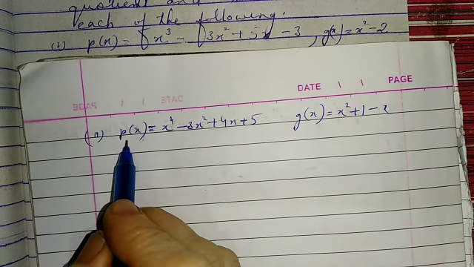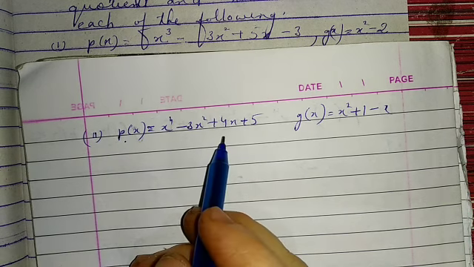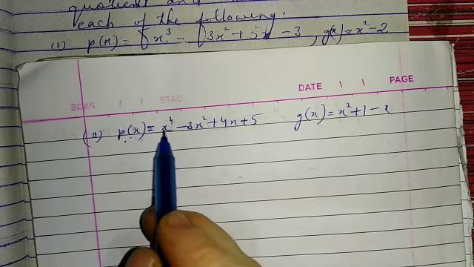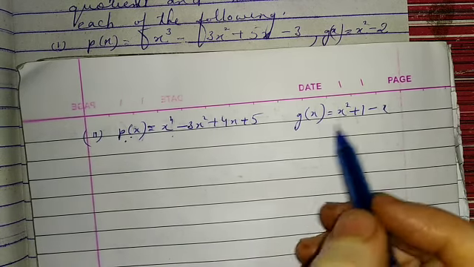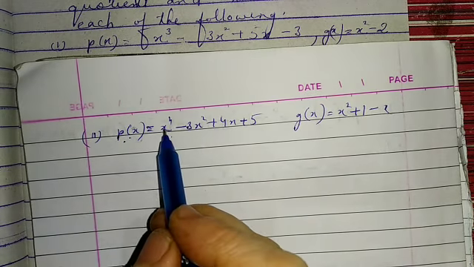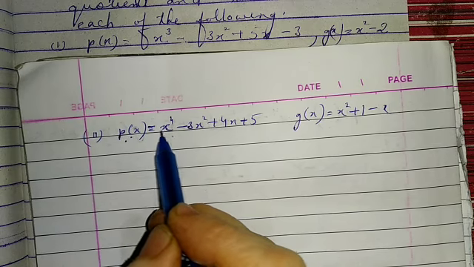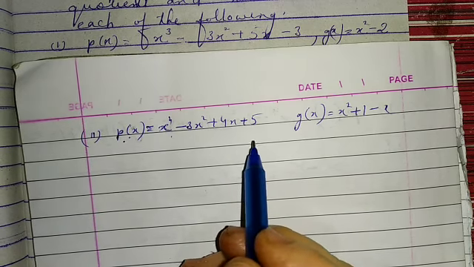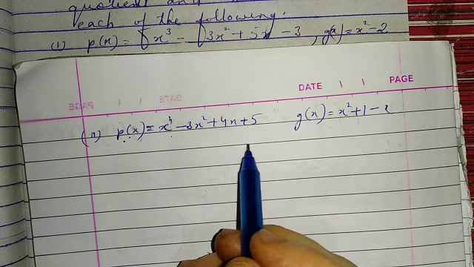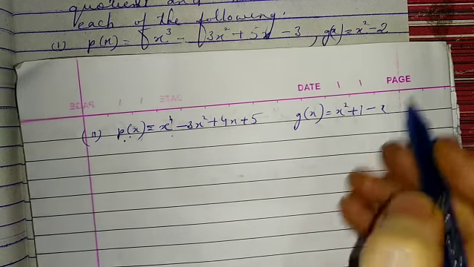This is your P(x), the dividend. P(x) is equal to x to the power 4 minus 3x square plus 4x plus 5. This is in the standard form because the indices of x are in decreasing order. If it is in decreasing order or increasing order, then the polynomial is in standard form.